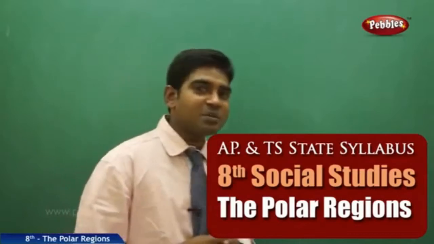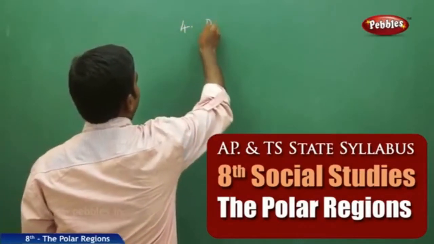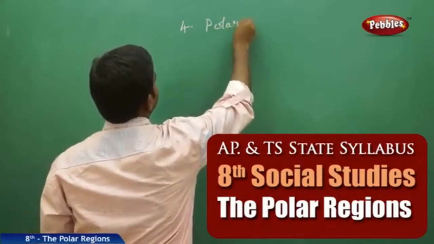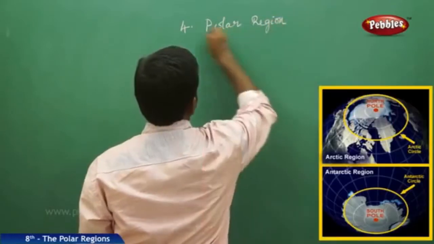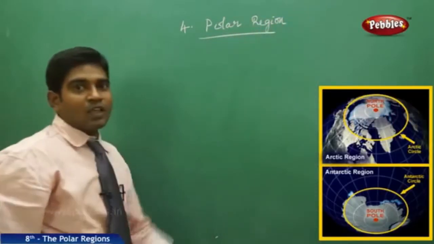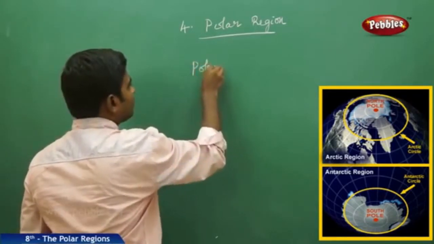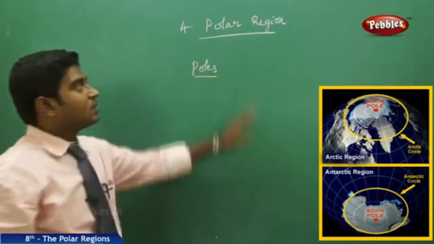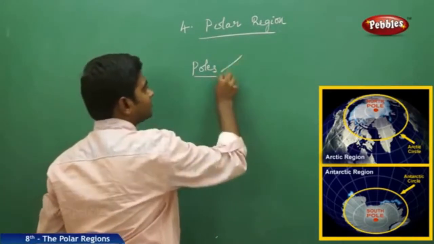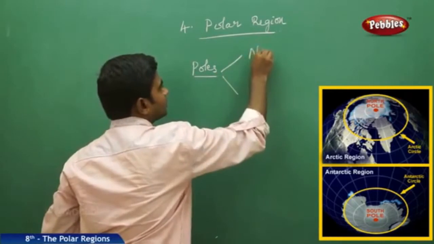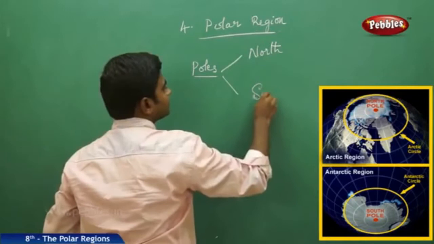The topic name is the fourth lesson, Polar Region. The regions which are located nearby the poles are known as polar regions. We have two polar regions: one is north, the other one is south.